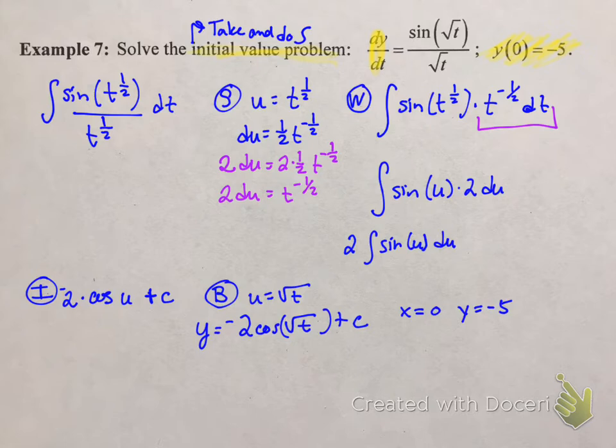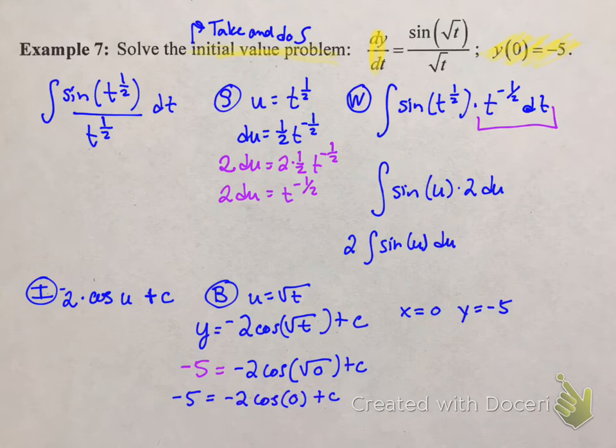Okay, so I'm just going to plug in and chug. Wherever I see y, I'm going to plug in negative 5, and wherever I see t, I'm going to plug in the value of 0. So I have negative 5 equals negative 2 cosine at 0 plus c. Cosine at 0 is 1. So negative 2 times 1 plus c equals negative 5. Now I have negative 5 equals negative 2 plus c. C therefore equals negative 3.